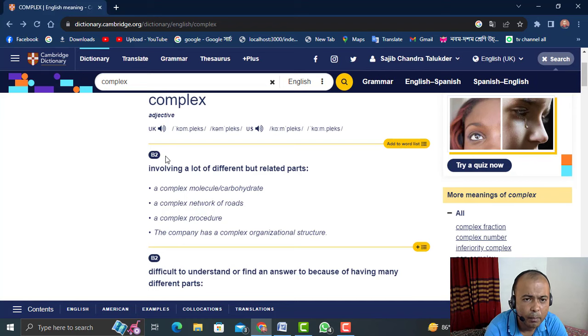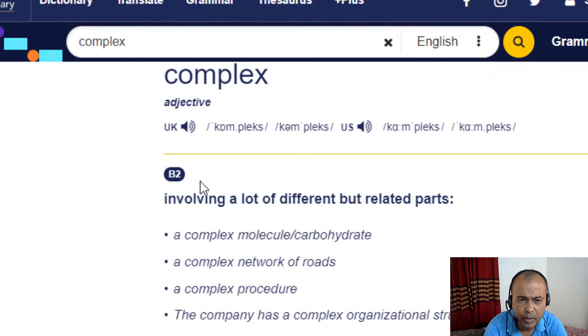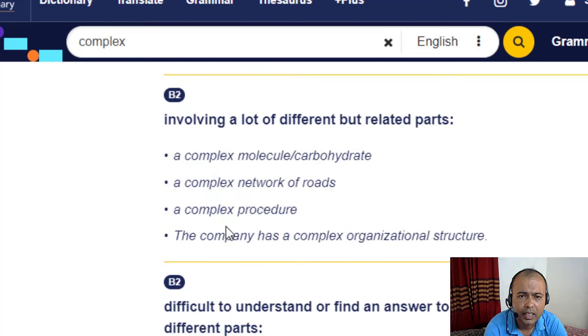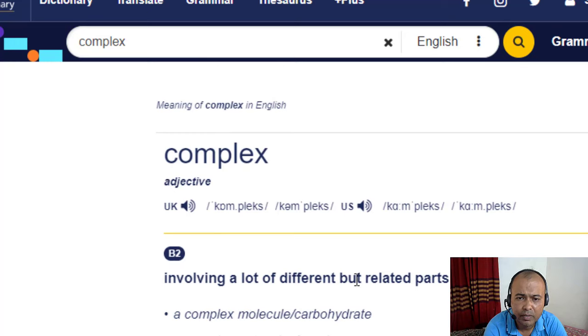And then B2 here, what does it mean? B2 means its level, the word level. Is it a very uncommon word? So that means A1, A2, B1, B2, C1, C2. So B2 means it's a little bit intermediate or upper intermediate. So B2 means intermediate maybe. And then involving a lot of different but related parts. So this is the word meaning of this complex.